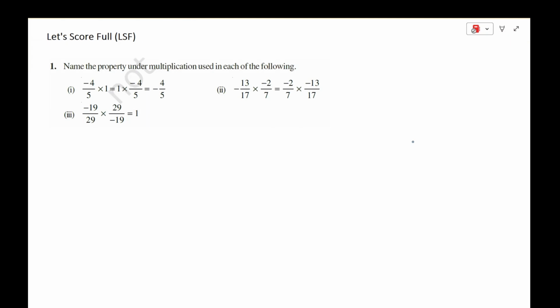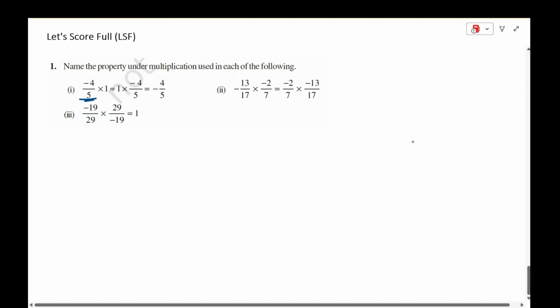Exercise 1.1, first sum. It says, name the property under multiplication used in each of the following. So I can see minus 4 by 5 multiplied by 1, and then 1 multiplied by minus 4 by 4 is minus 4 by 4. So definitely multiplying by 1 is what? Multiplicative identity. So here you can write that.